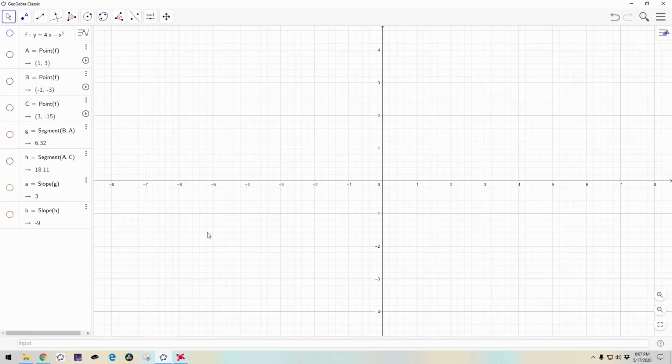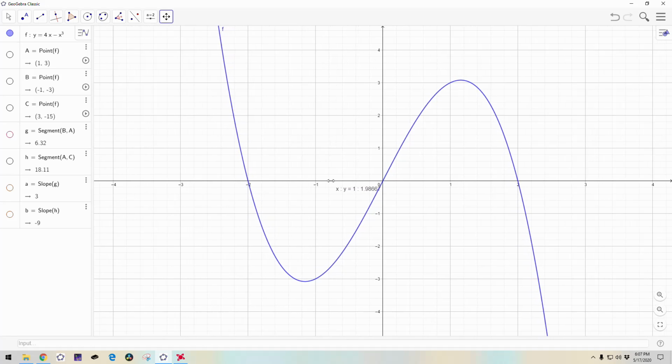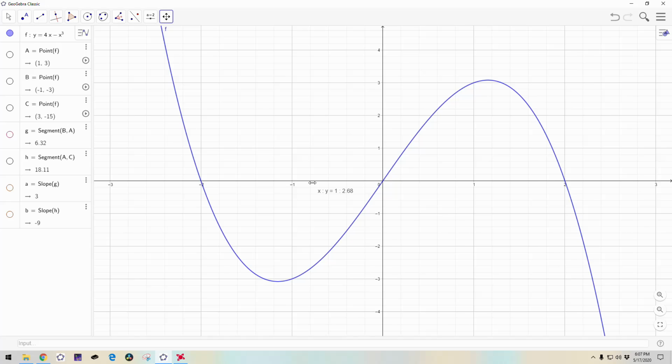So I just wanted to give you a better view of that graph we just talked about with the average rate of change. It was f of x equals 4x minus x cubed. Here's a really good graph of that shape, much better than I could do by hand. And I can stretch it out a little bit so we can see the important parts better here.